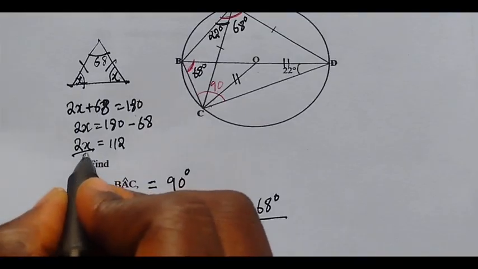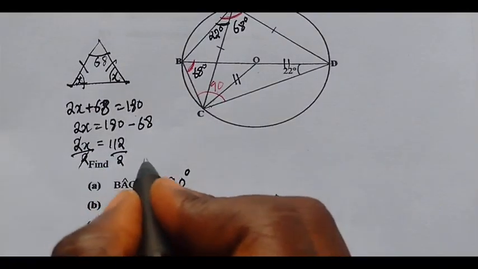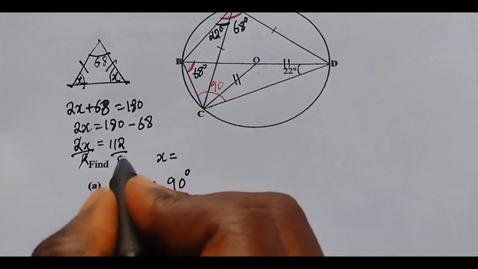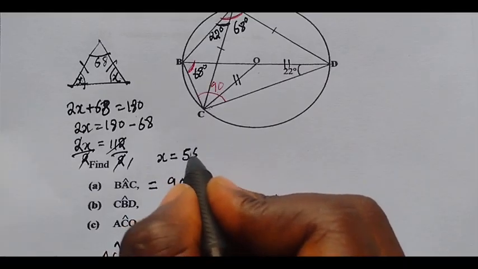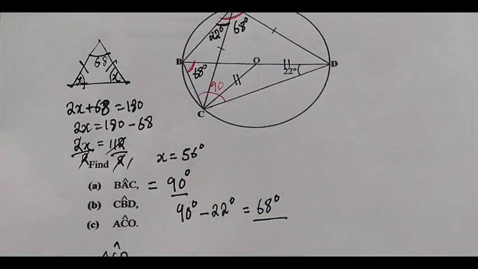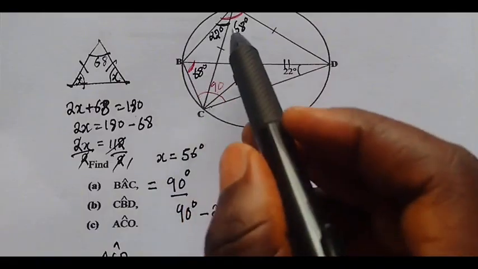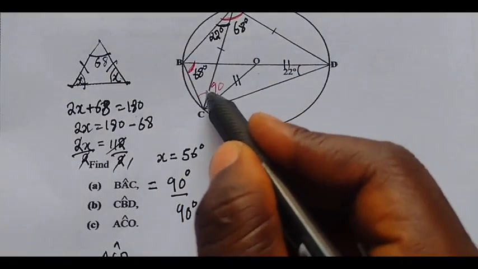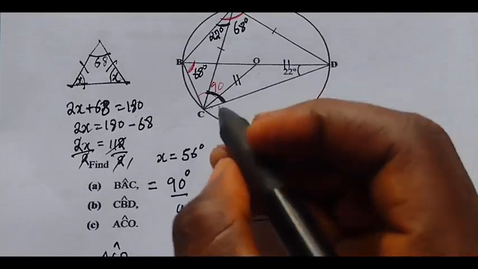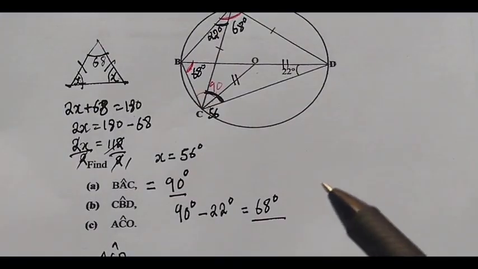112. You divide by 2, you also divide by 2. So this will cancel. We have x equal to, so here 1 here, we are going to get 56 degrees. Okay, so we've gotten 56 degrees, meaning that here, I said ACD, so here we've gotten 56 degrees. So I hope it's clear.